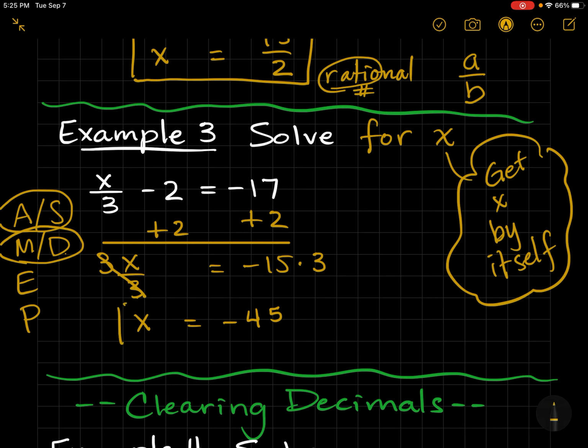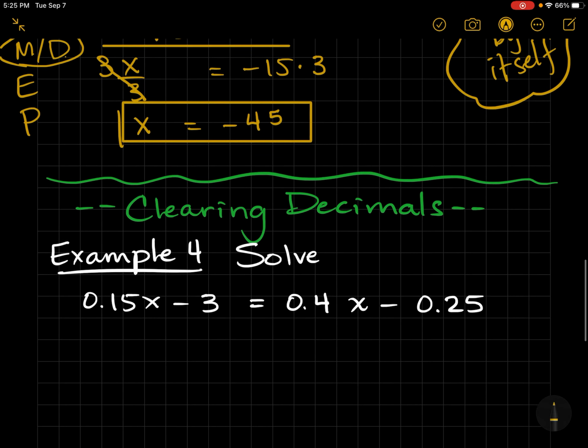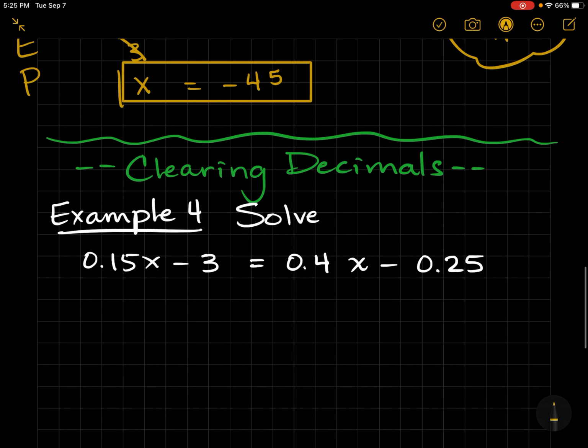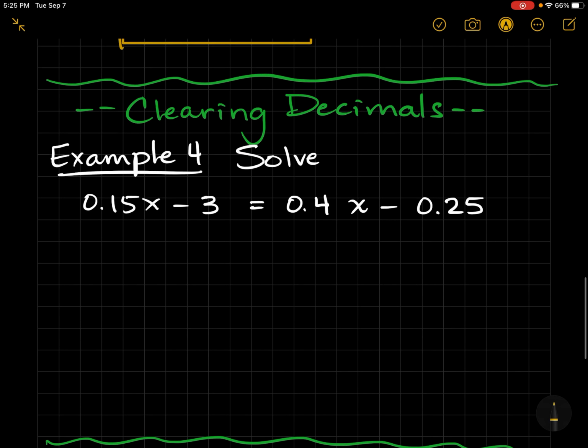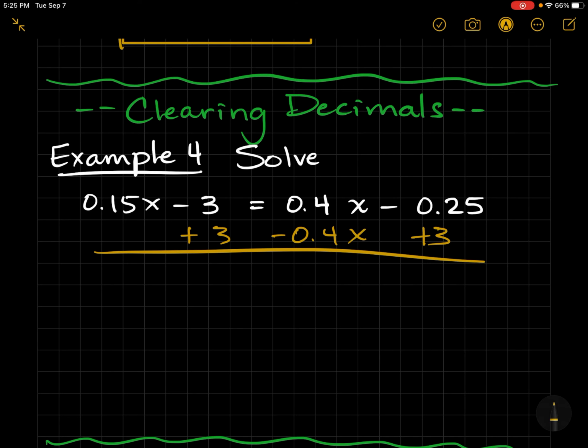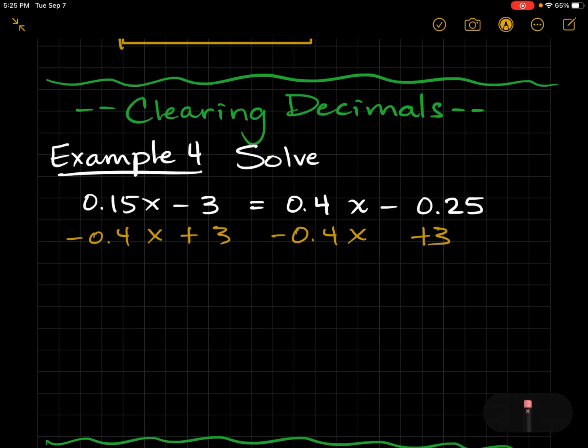Now let's look at a technique for clearing decimals. We could work this equation in the same way where we simply add 3 to both sides and combine the decimals with the x's. But working with the decimals, I'm not in the mood, okay? So I'm going to show you an easier way.